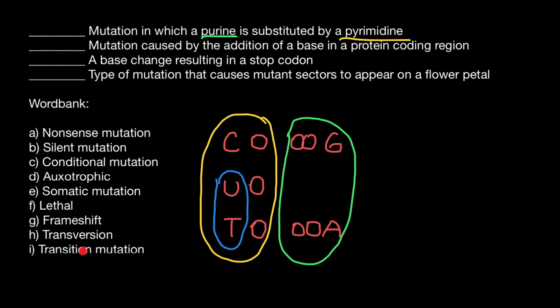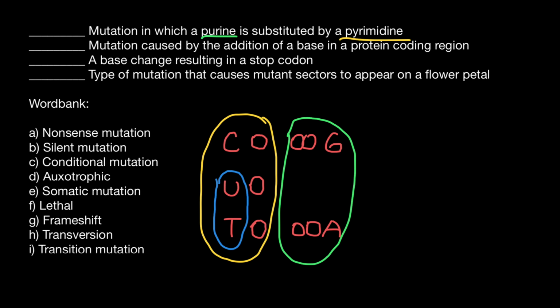Now, if you check all the answers, probably you will pay attention to these 2 variants of the mutations, which are transversion mutation and transition mutation. And many students always mess up these 2 variants of the mutations.